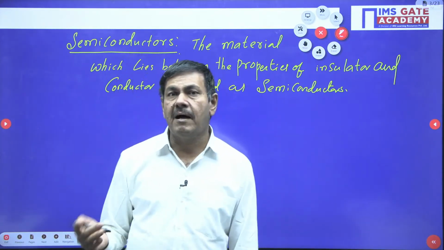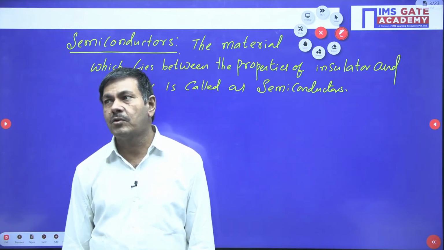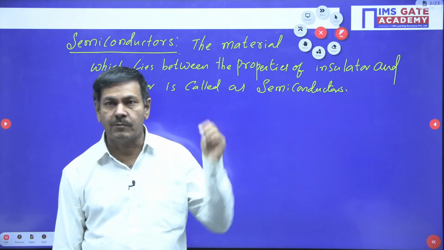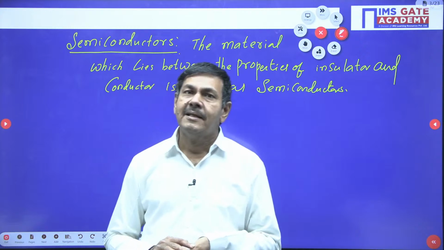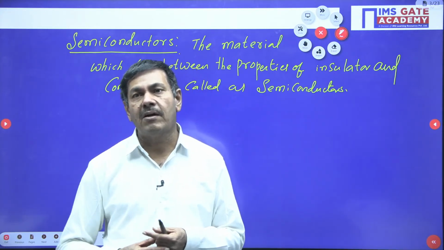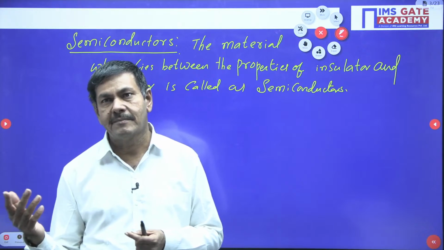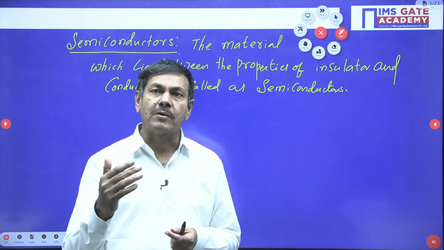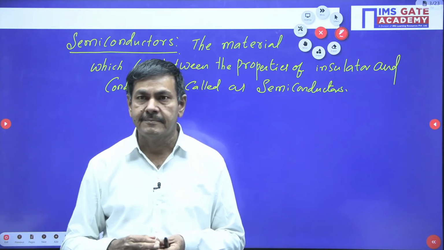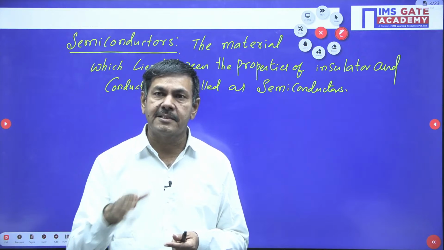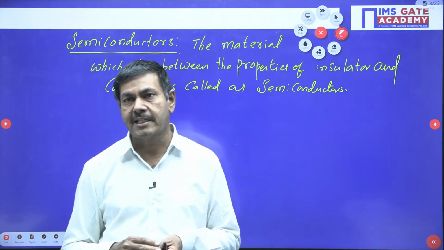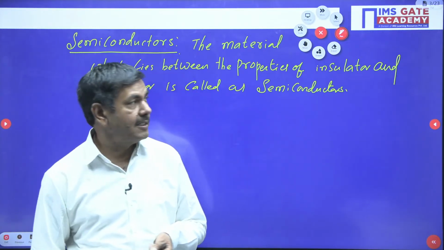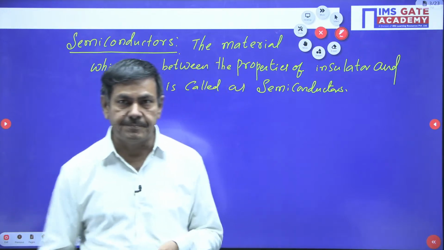Germanium and silicon are fourth group elements. Which group do they belong to? Fourth group elements. What is a fourth group element? An atom which contains 4 valence electrons is said to be a fourth group element. If an atom contains 4 valence electrons, then we can say it is a fourth group element. Germanium contains 4 valence electrons, and silicon also contains 4 valence electrons. That is why they come under fourth group elements.